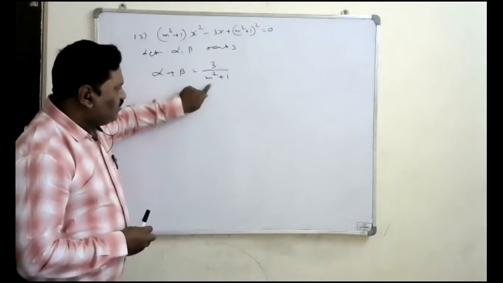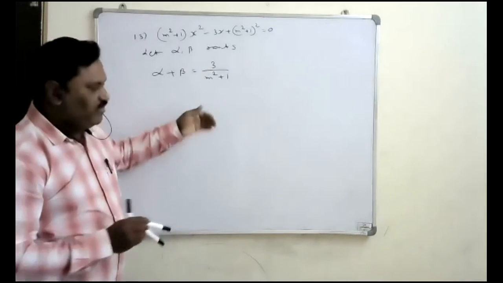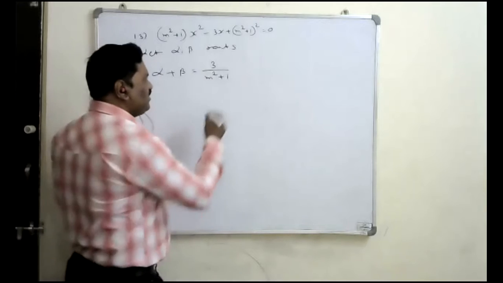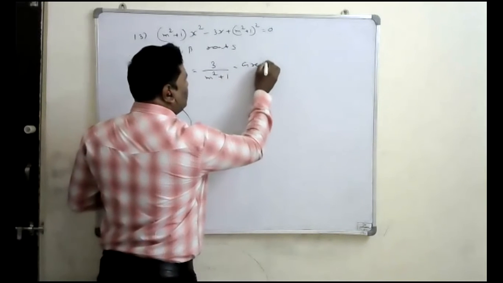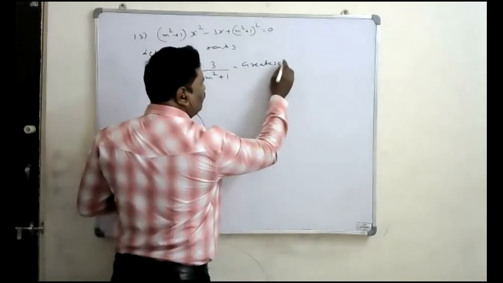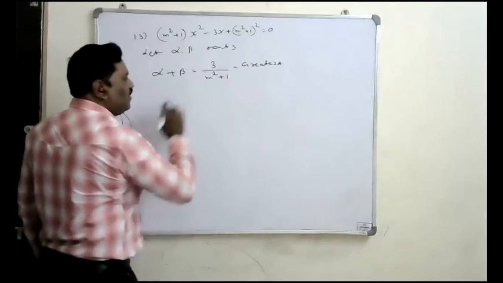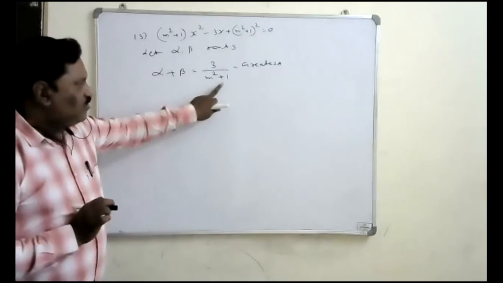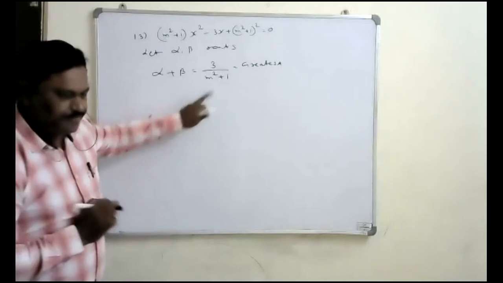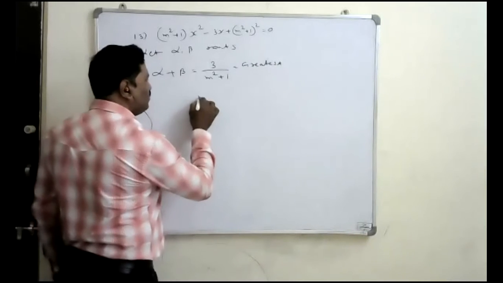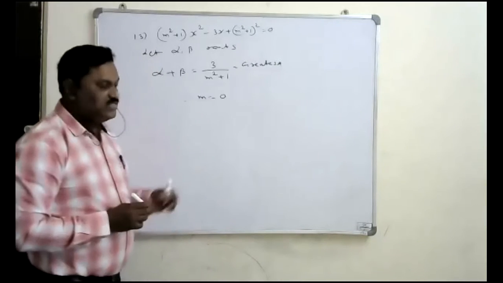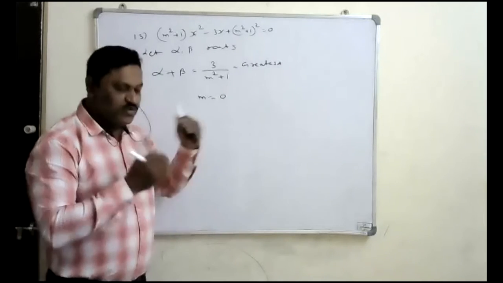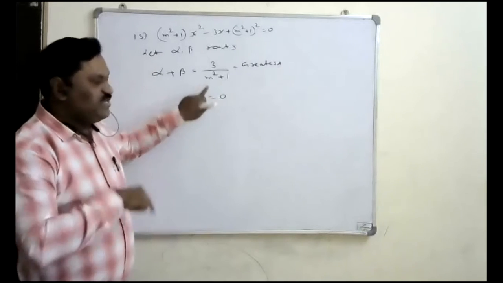If it is the greatest, the denominator should be least, no? When the denominator is minimum, the total value becomes maximum. So the denominator must be minimum. For what value of m is 1 plus m square minimum? m is 0, because it is m square. m square should be minimum because m square plus 1 should be minimum. So this is the minimum if m is 0 only.